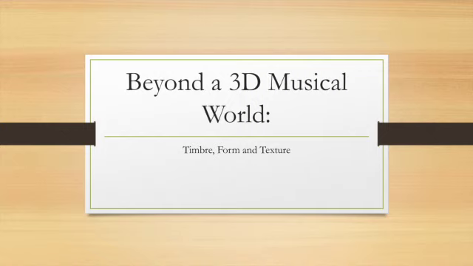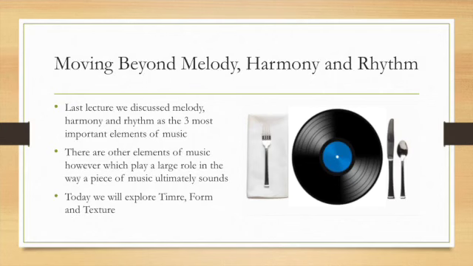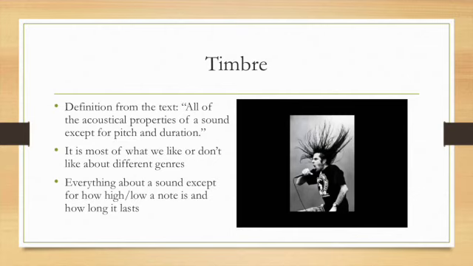Sometimes you'll see people include other things: dynamics, tempo, articulations, etc. For the purposes of this course, we're going to keep it pretty simple. So timbre, form, and texture. Here we go. So last time we talked about melody, harmony, rhythm, and how those are the most important and basic musical elements. Well, we're going to now go beyond that and talk about some other elements that have a huge role in the way things sound. Okay, first of all, timbre, really important.